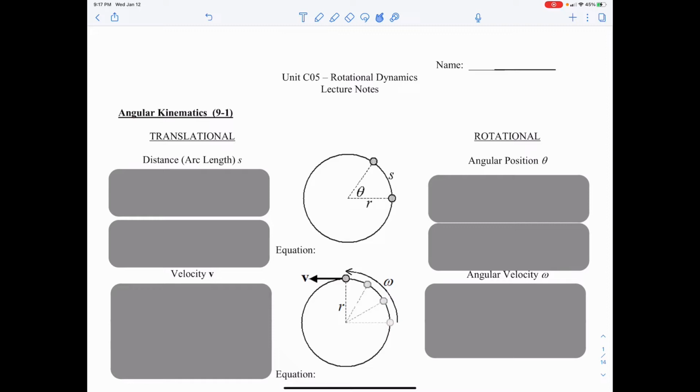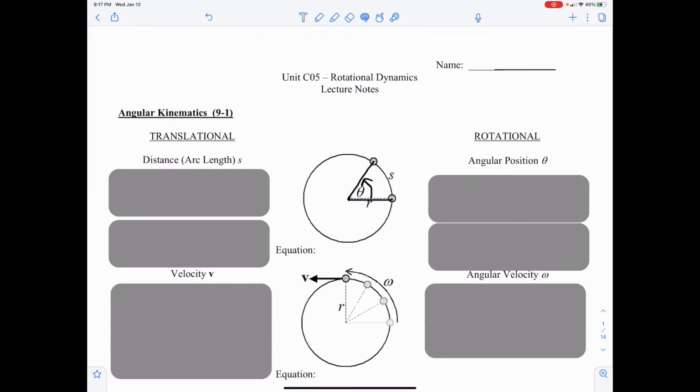In order to get into angular kinematics, we should do a side-by-side comparison with linear kinematics, or translational is another way to say it. First, I'm going to begin with this tiny little object that travels along an arc to this point here. Now, if you draw a line from the center of that circle of radius r to that object, you see it also traces out an angle theta as well.